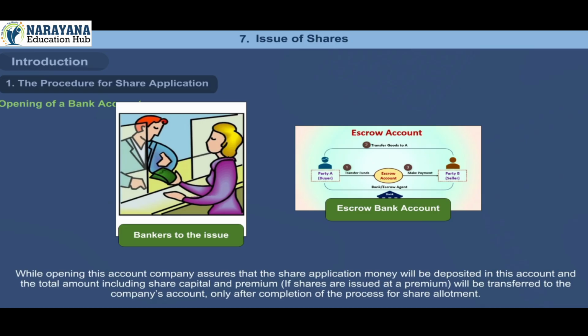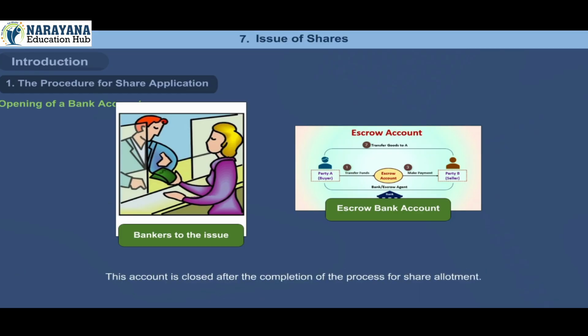While opening this account, the company assures that the share application money will be deposited in this account and the total amount including share capital and premium, that is, if shares are issued at a premium, will be transferred to the company's account only after completion of the process for share allotment. This account is closed after the completion of the process for share allotment.